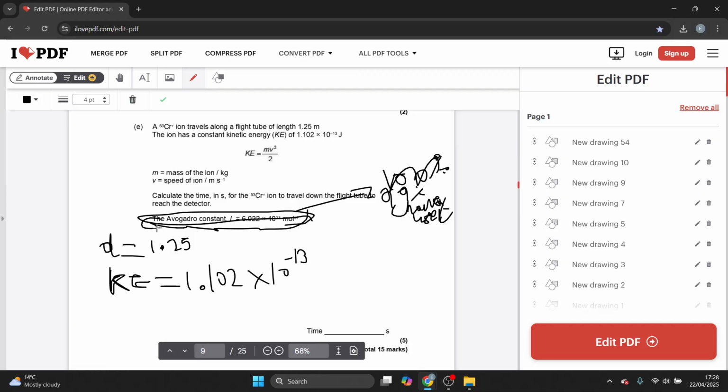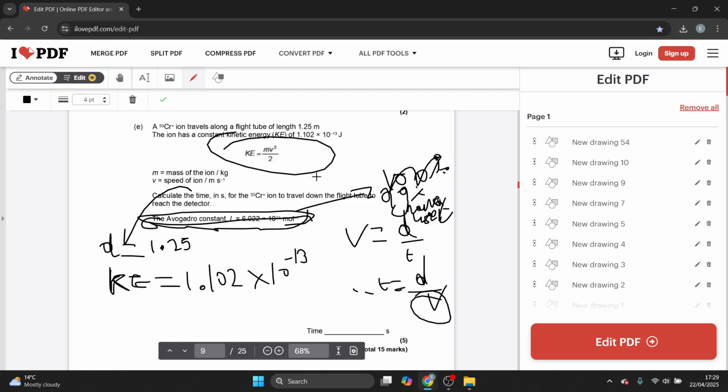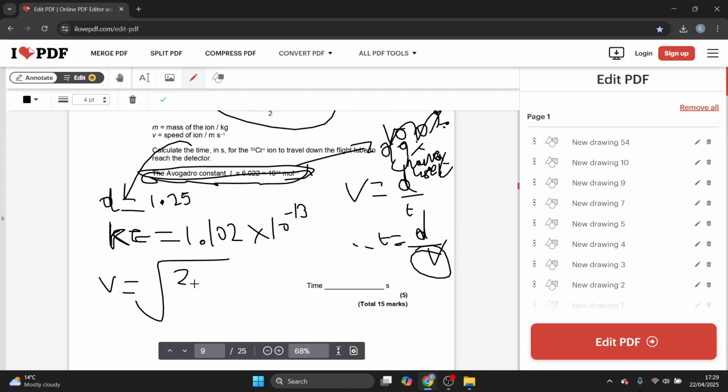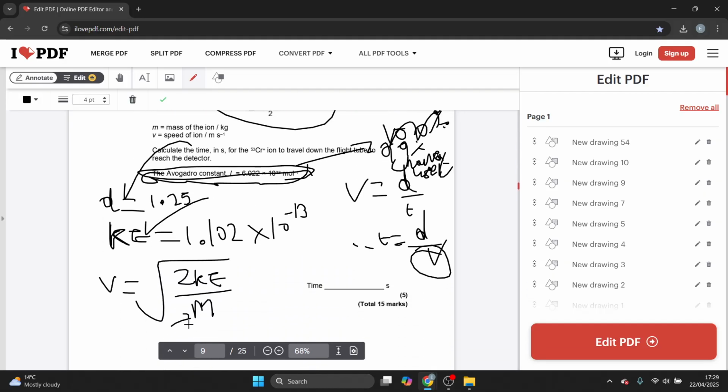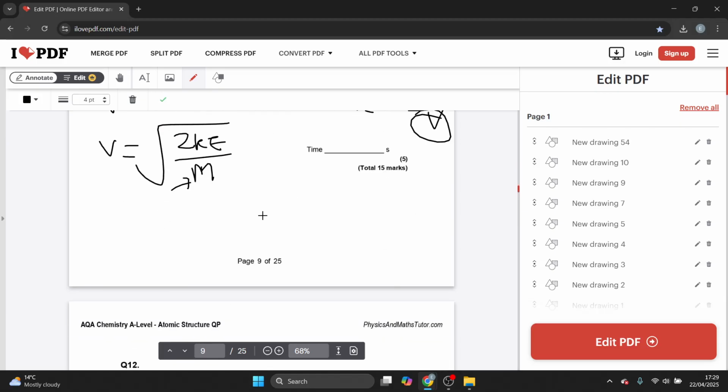So what am I going to do? Well, I need to find a time, and I know velocity equals distance over time, and therefore time equals distance over velocity. I've got the distance, I just need to find velocity. How do I find velocity? Well, v equals, just memorize this formula, the square root of 2KE over m. KE I've got, but the mass is the thing I don't have. How do I find the mass of this ion? Again, the same thing as before: 53 times 10 to the power minus 3 divided by Avogadro's constant.